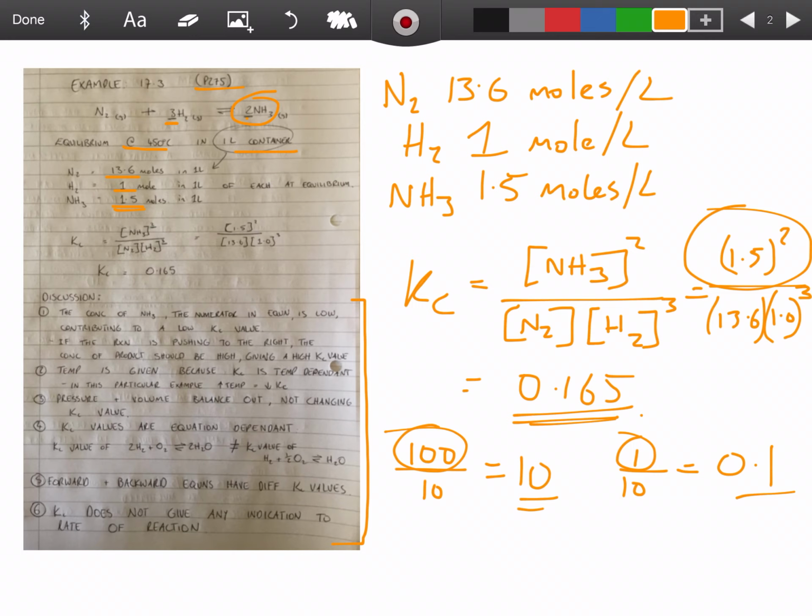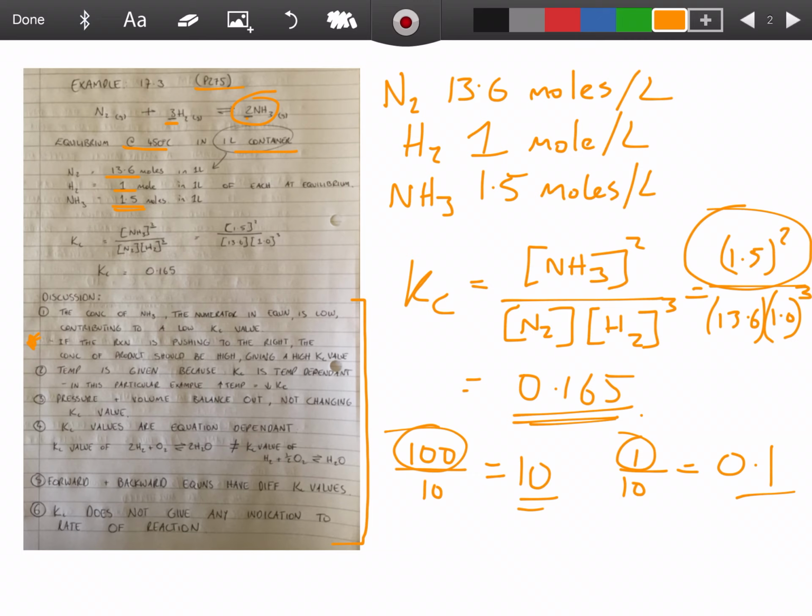So if I've got a small number on top, it means I'm going to have a small Kc value, or a small equilibrium constant value. With that number being low, it means that the equation is pushing to the left to a certain extent. Okay, if the reaction is pushing to the right, it means that the concentration of the product is high, and that will then in turn give us a high Kc value or a high equilibrium constant value.